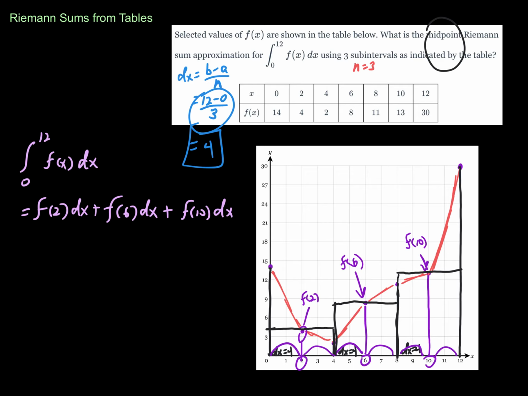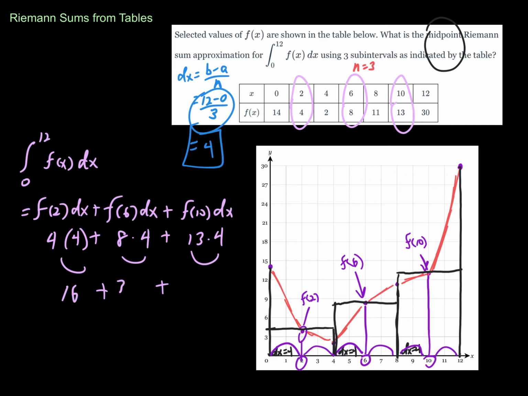The values are given to us here, right? 2 f of 2, 6 f of 6, and then 10 f of 10. So the values, f of 2 is 4, the dx is 4. F of 6 is 8, the dx is 4. F of 10 is 13, the dx is 4. Multiply these and add them up. We got 16 plus 32 plus 52, and when you add them up, you get a nice even 100 square units.